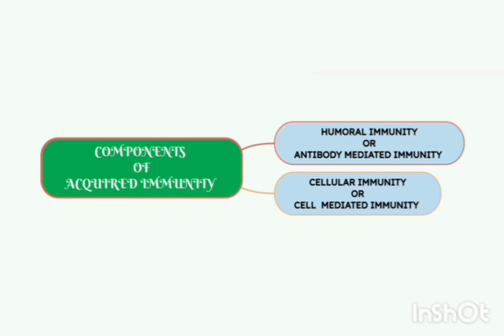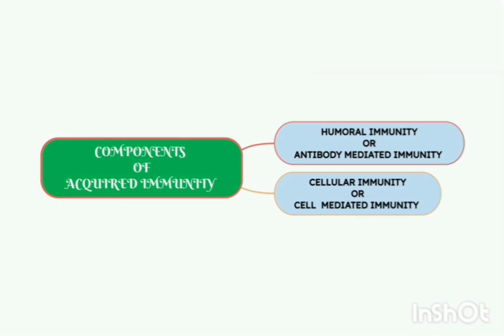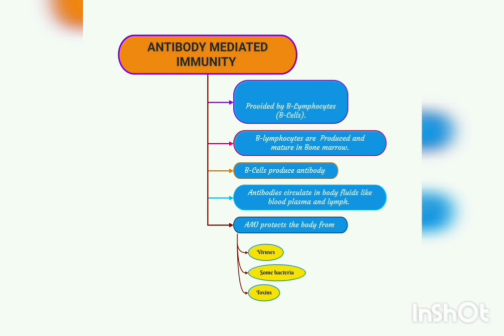Now students, let us study components of acquired immunity. So there are two components of acquired immunity: humoral immunity or antibody mediated immunity, and cellular immunity or cell mediated immunity. Now let us study each component one by one. So the very first is antibody mediated immunity. This immunity is provided by B lymphocytes or B cells.